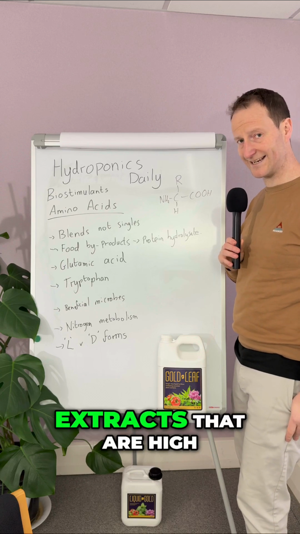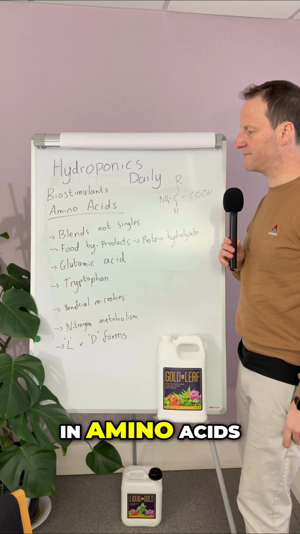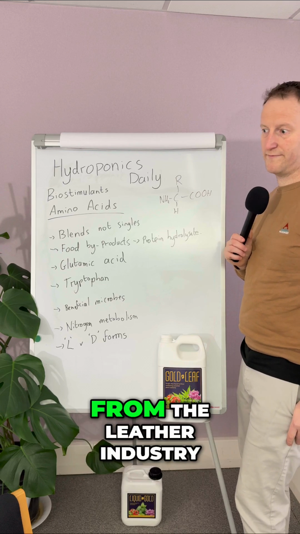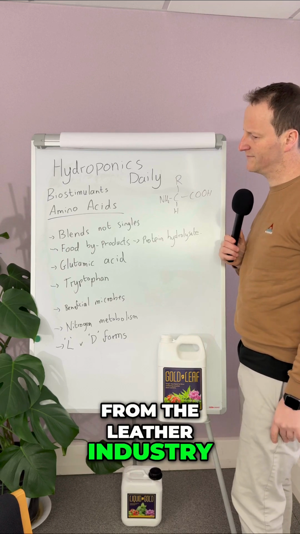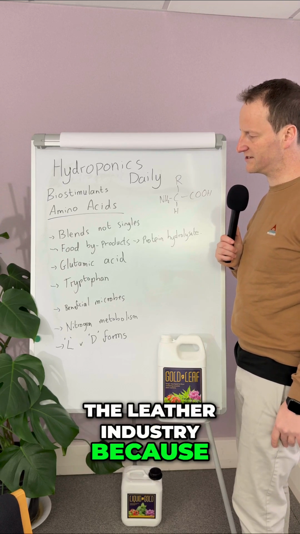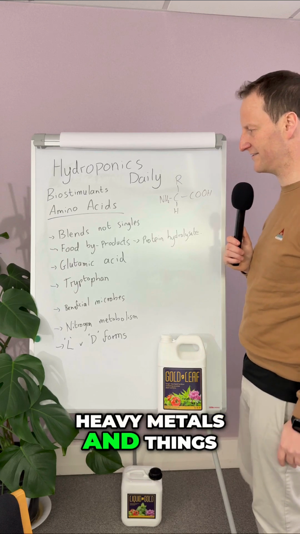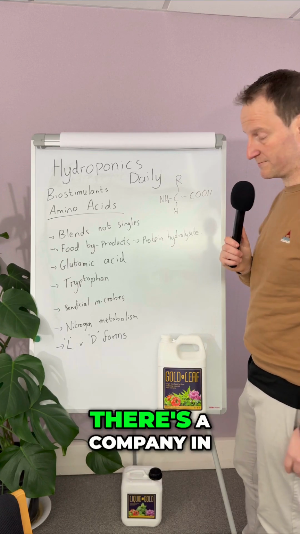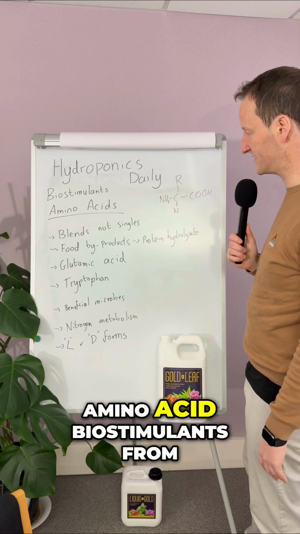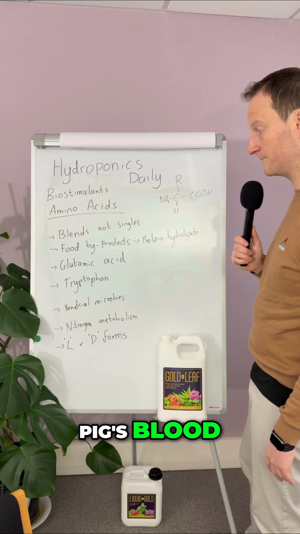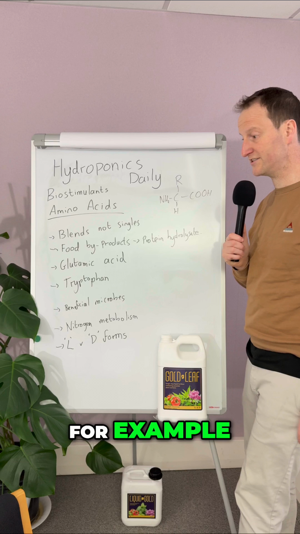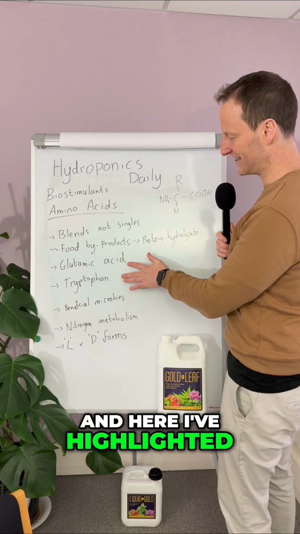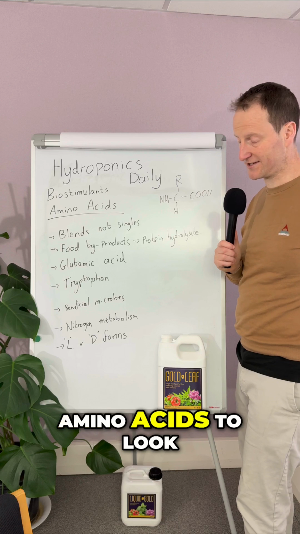It could be yeast extracts that are high in amino acids, or it could be something like chicken feathers or something from the leather industry. You don't want to be taking much from the leather industry because they have other nasty heavy metals and things like that. But you could get amino acids from all sorts of different things. Pig's blood. There's a company in the UK that makes amino acid biostimulants from pig's blood, for example. Delightful, isn't it?